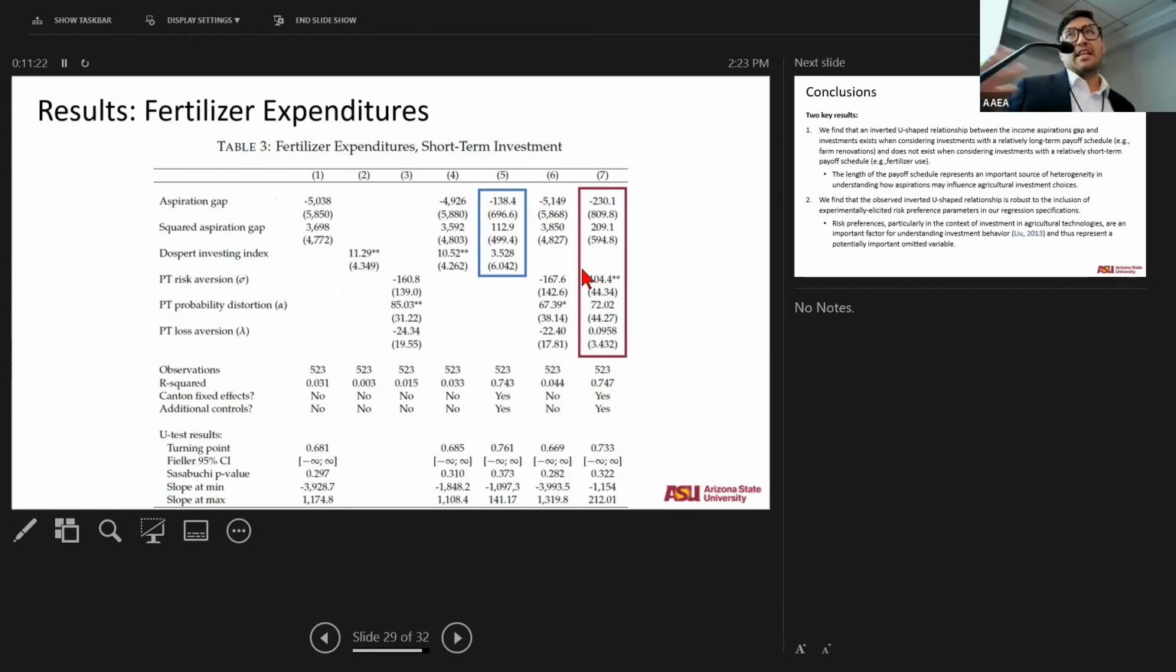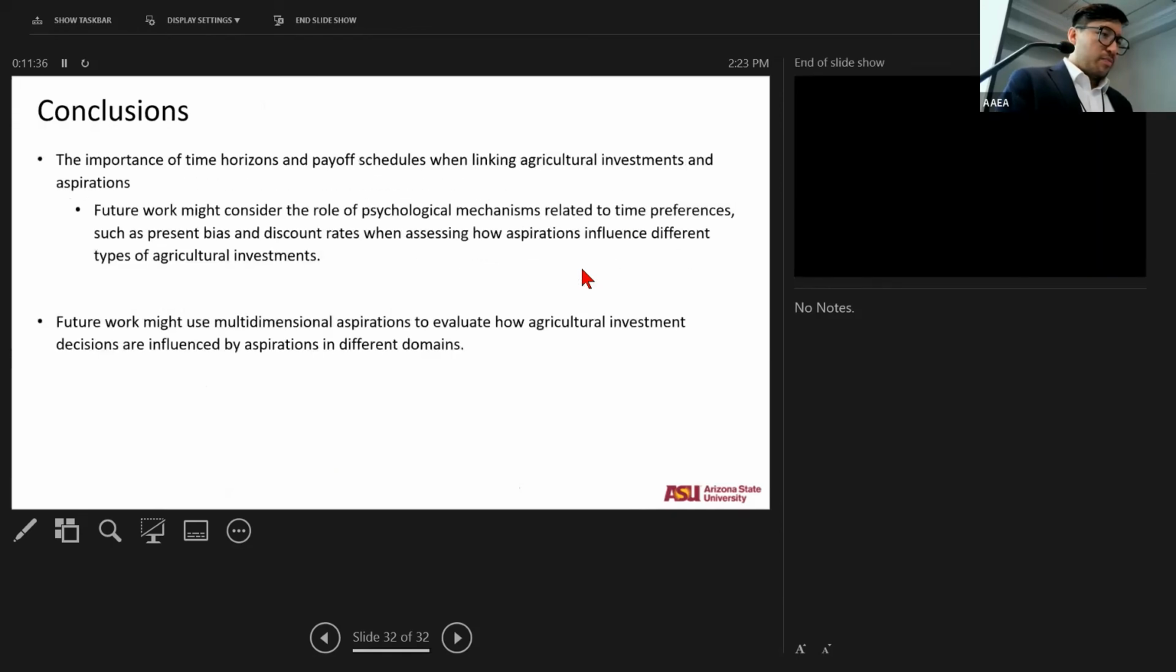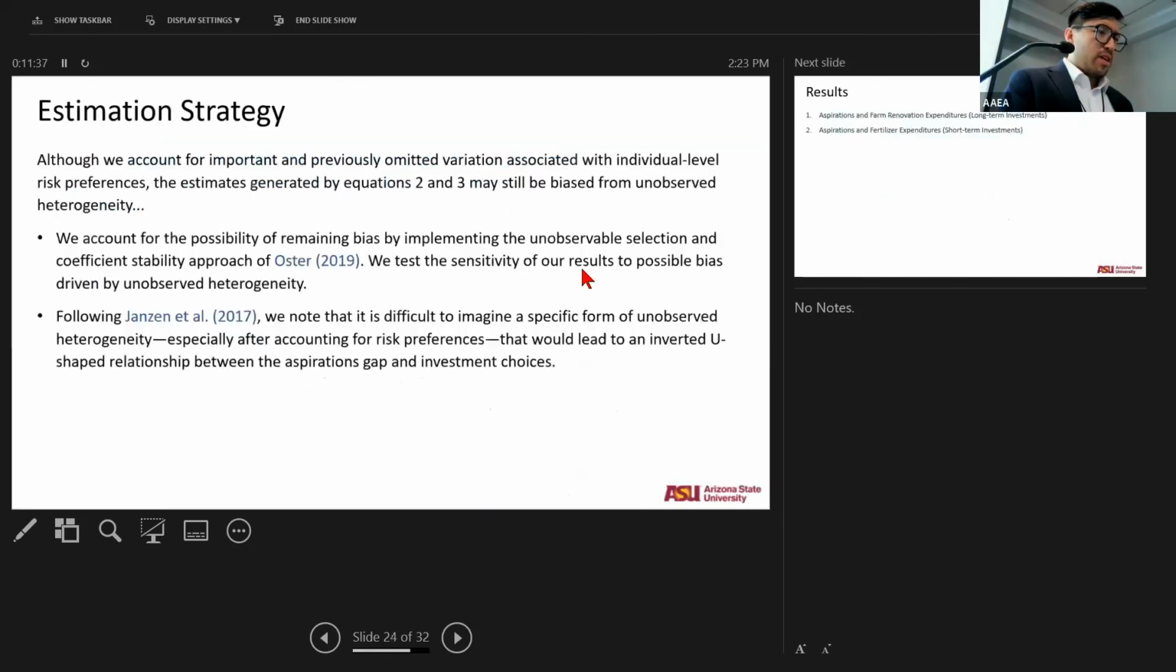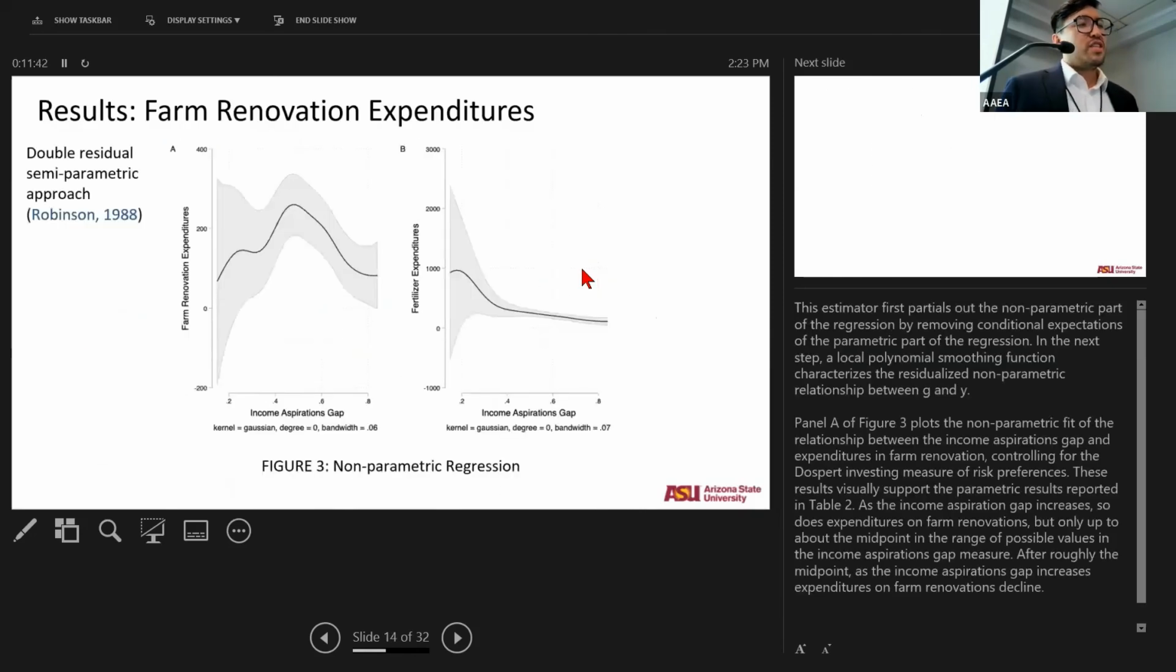At least in the literature, what they have shown is that risk aversion stops farmers from making investments in technology adoption, in seeds, or in fertilizer expenditures. We also ran the non-parametric regression, and you see the same results here.